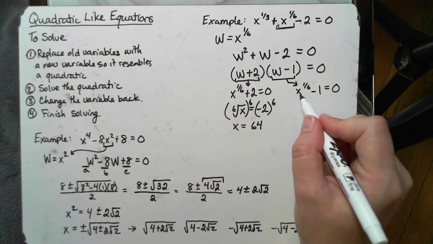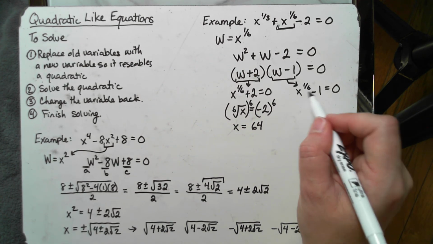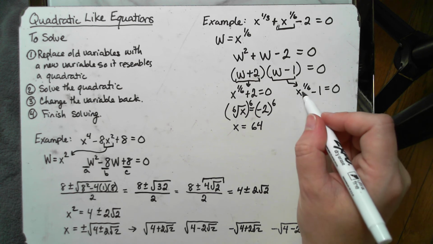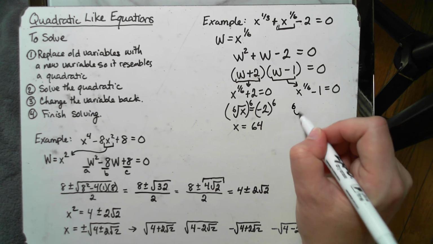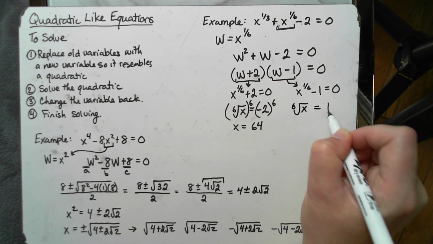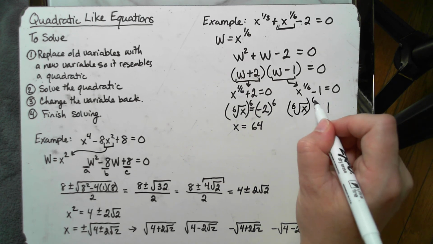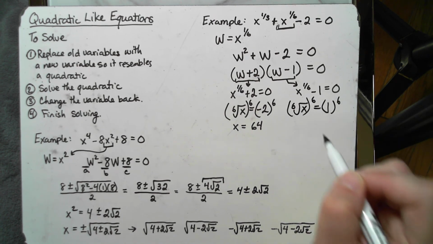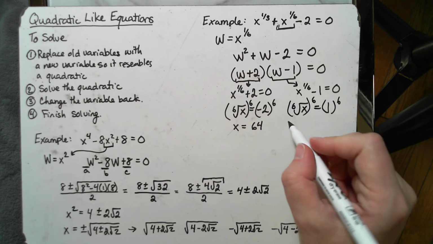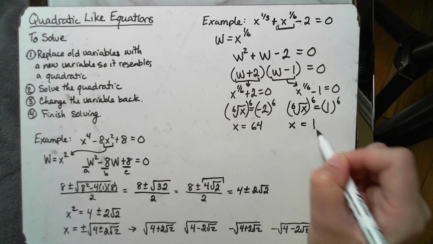Over here, I need to do the same thing. So I'll add 1 on both sides, and I'm going to rewrite this as a root. This is the 6th root of x equals 1. I'll raise everything to a 6th power to get rid of that 6th root, so it'll cancel out. So I get x equals 1.